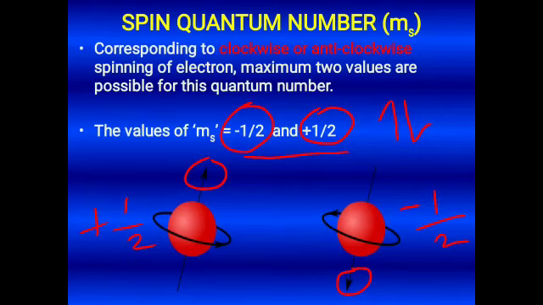So students, in the last video and this video, we discussed 4 important quantum numbers. These quantum numbers are used to give us information regarding the location of electrons in an atom in various orbits, various orbitals and subshells.